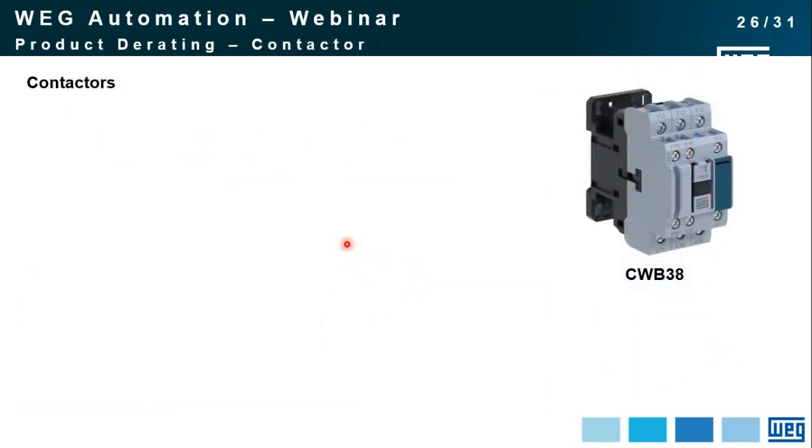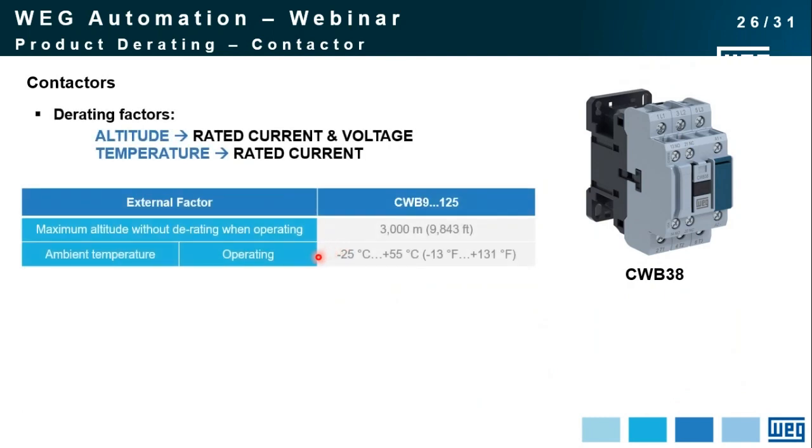So now I'm going to talk about contactors. Once again, altitude and temperature affect the rated current and voltage of this product. Here, the CWB line from 9 to 125 that you can see in the picture can be used up to 3,000 meters without any derating. And then you question yourself, how is that possible? Because of the high technology of this product, the materials that we are applying, and the robustness of it.